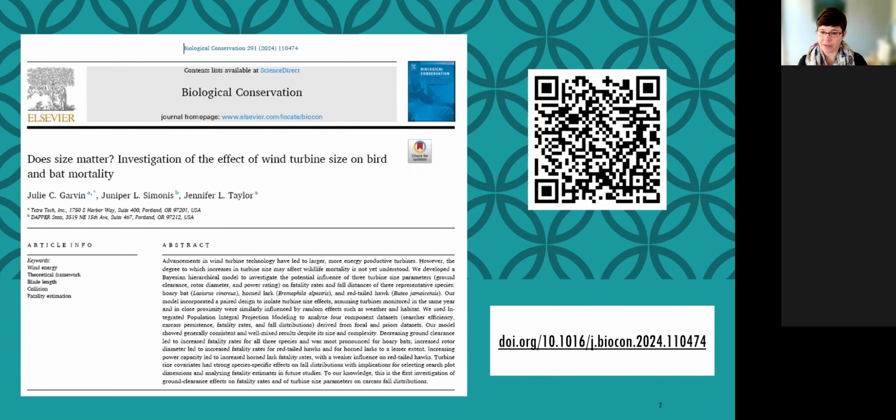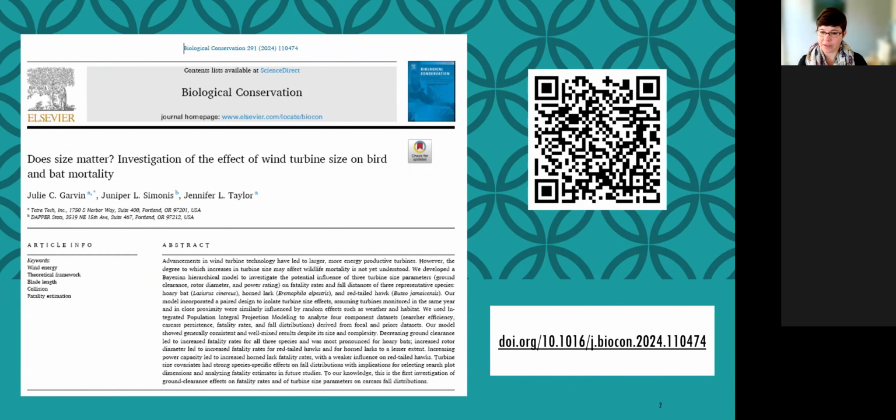If you want to, yeah, there we go. So the research started with this question that's been raised by many different stakeholders, which is, as turbine size changes, what, if any, are the relationships with bat mortality?